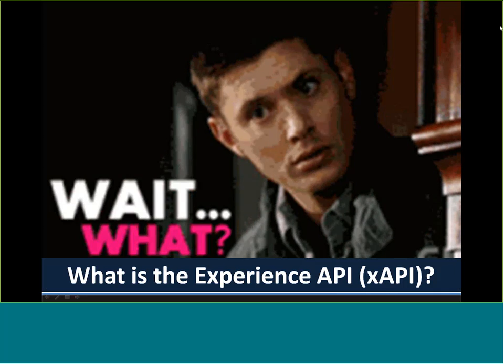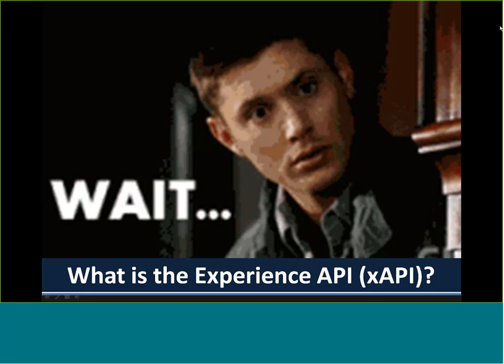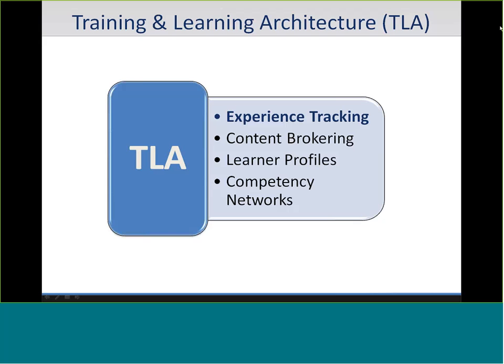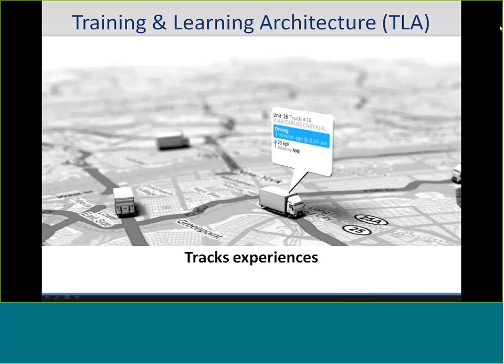So let's talk about what the Experience API is, as opposed to what we had in SCORM. First, I want to say that the Experience API is a part of a larger framework called the Training and Learning Architecture. It is the first of the 4 parts, those others being content brokering, learner profiles, and competency networks. Experience tracking is represented by the Experience API, and I would say that right now it is by far the most important and the most popular portion of that training and learning architecture. And we can talk offline or some other point about the TLA. I don't know if we have enough time to do that today.